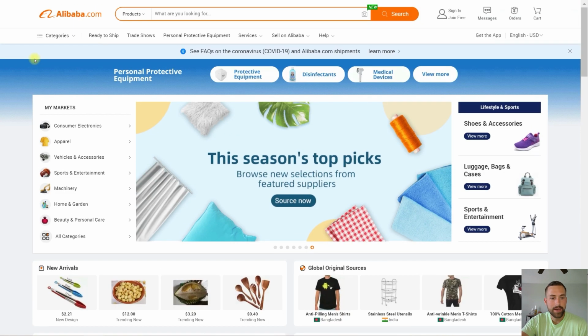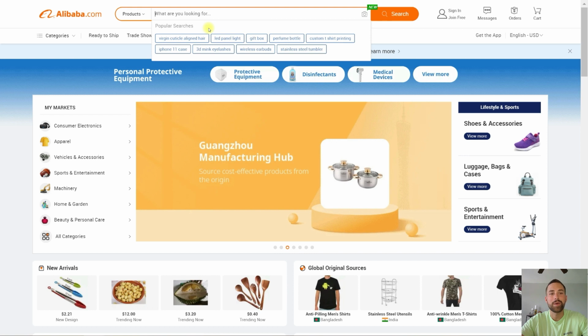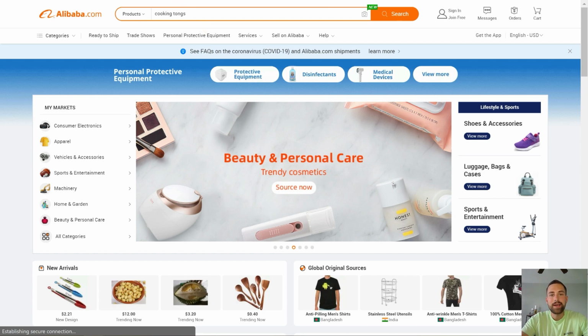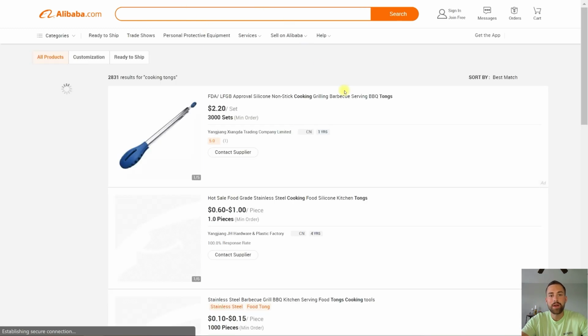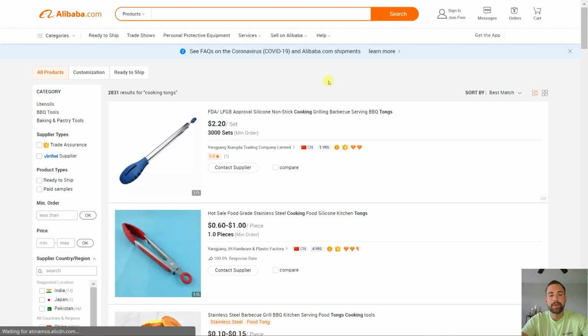Now what we need to do is, it's kind of funny, look down here, new arrivals, cooking tongs right here. I'm not sure if they knew that we were looking at cooking tongs or it's just a total coincidence, but we'll take it as good luck. So what we're gonna do is type in cooking tongs into the search for products, and what you're gonna see is a bunch of different products from a bunch of different manufacturers, and there's a couple things that I want you guys to keep an eye out for.